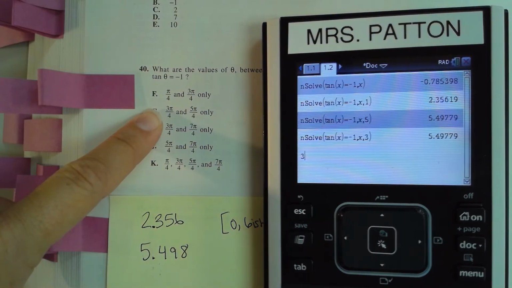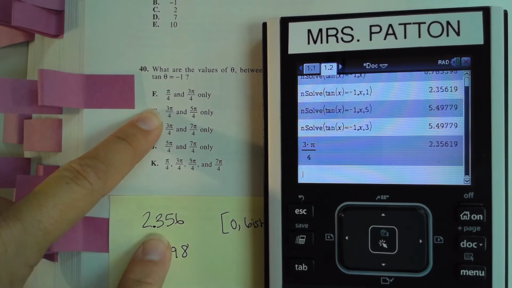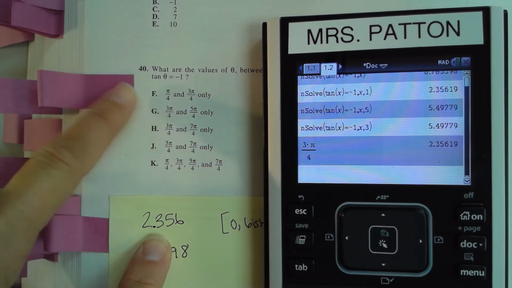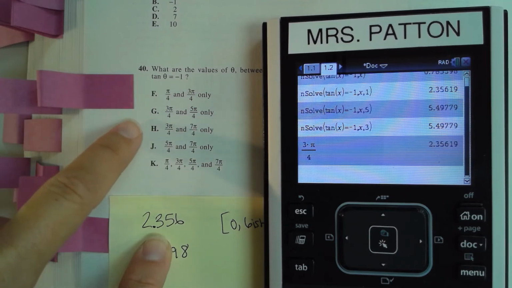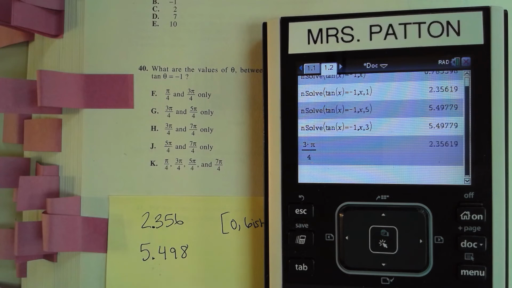And maybe I'll say, hey, what is 3 pi over 4? And there's my 2. So 3 pi over 4 is one of my answers. So now I can rule out letter J. And then we'll just keep doing stuff like that.